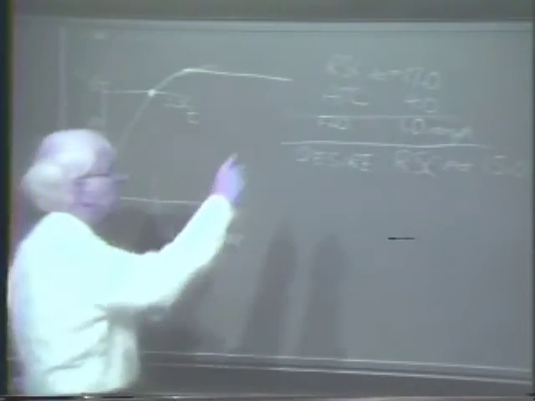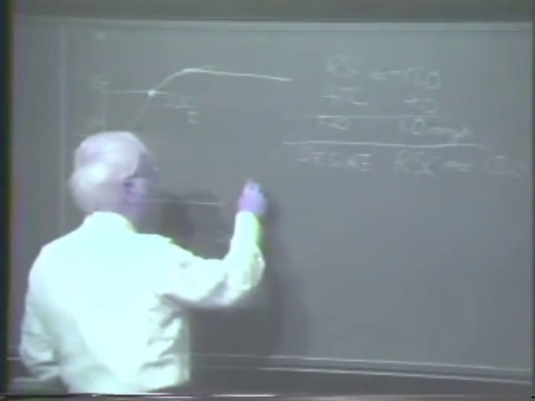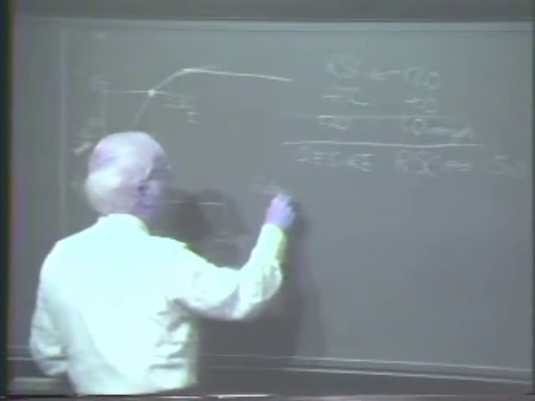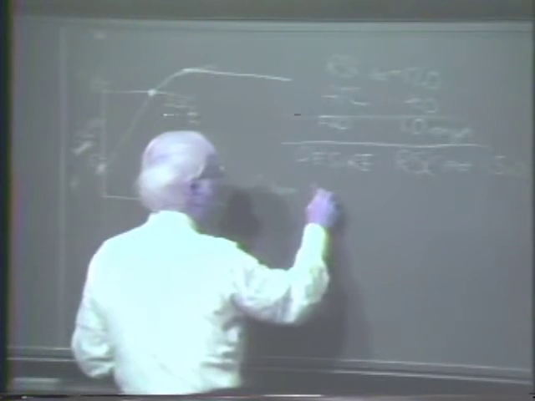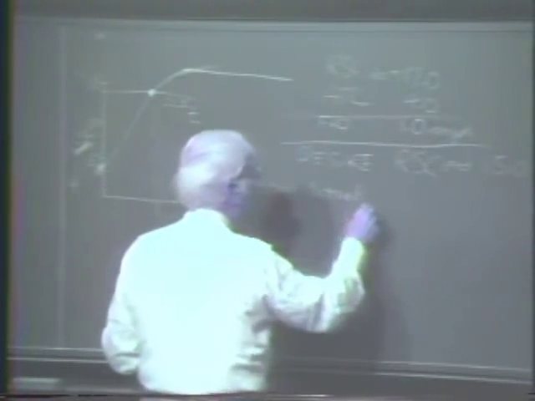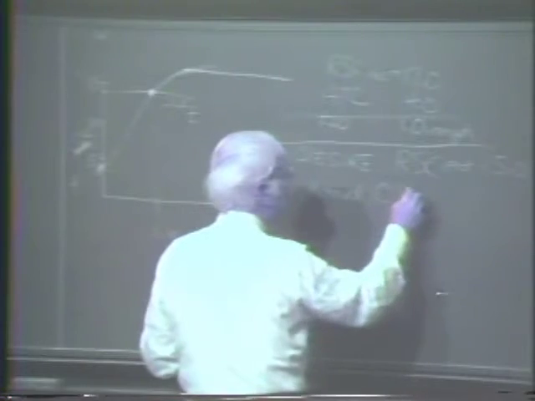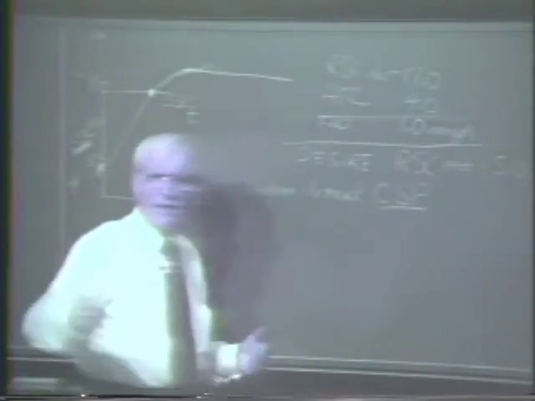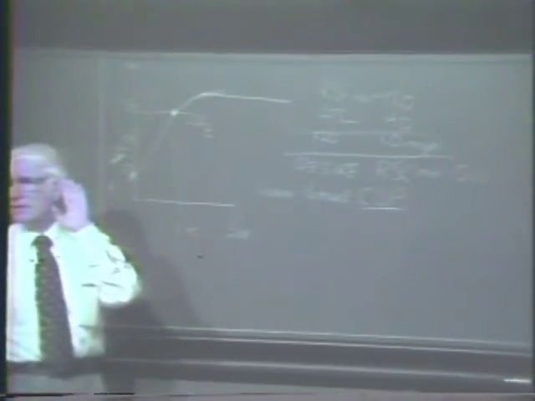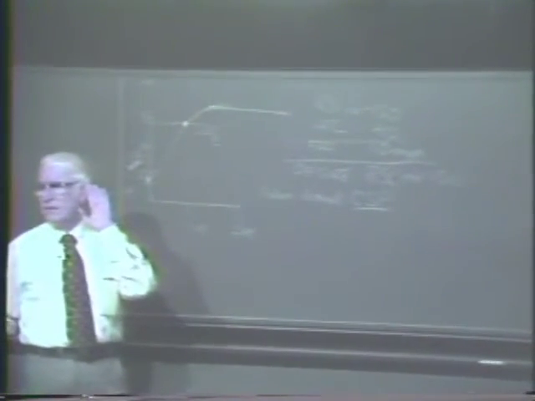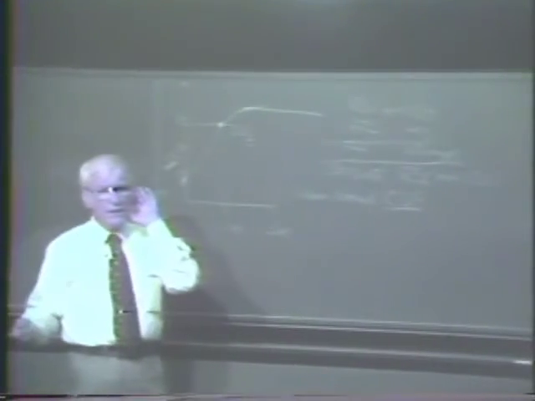So let's say desired. Okay, preliminary. Actual. CSP. Now, come on. Somebody must know what CSP is by now, right? What is it? CSP. Clarifier sludge percentage. Yeah. The percentage that you're returning over here.